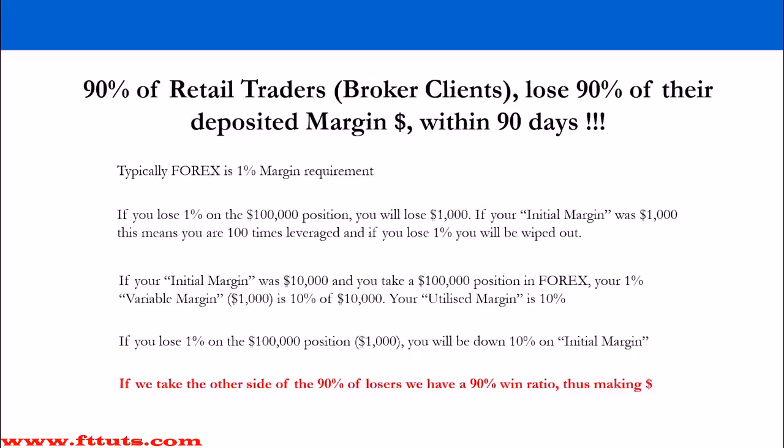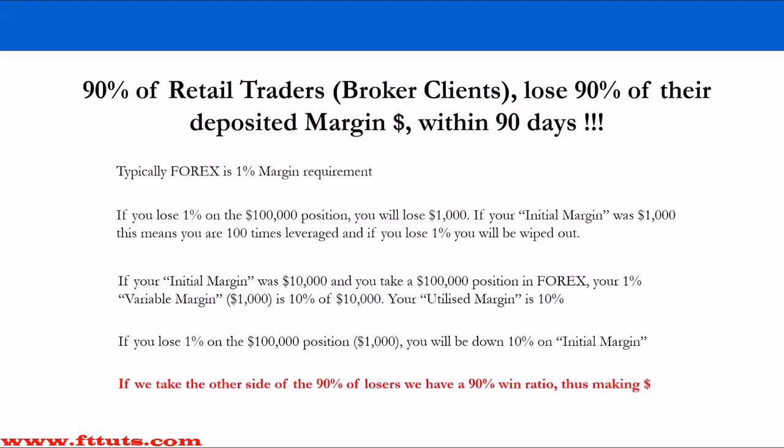Now, wouldn't it be amazing if we had tens of thousands of clients who were all doing this and we could somehow take the other side of these trades? Because 90% of the people who are doing this are losers, and they lose 90% of their money within 90 days. So if we took the other side of these 90% of losers, we ourselves would have a 90% win ratio. We would win on 9 out of 10 trades. Wouldn't that be amazing? We'd make a lot of dollars. So by taking the other side of all these trades, it's obviously a very profitable situation.